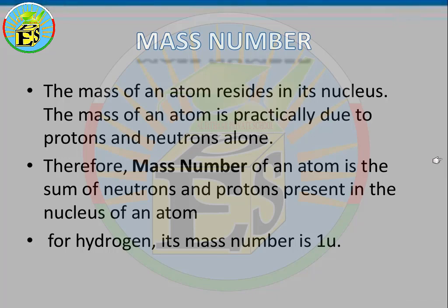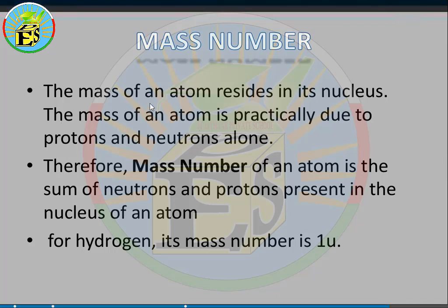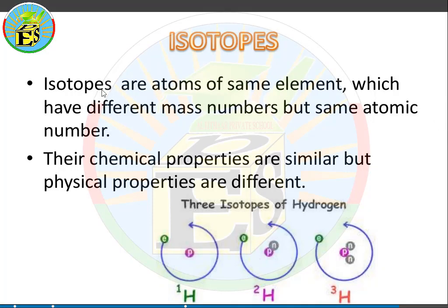Mass number of an atom. The mass of an atom resides in its nucleus. The mass of an atom is practically due to protons and neutrons alone. Therefore, the mass number of an atom is the sum of neutrons and protons present in the nucleus. For hydrogen, the mass number is 1 unit.